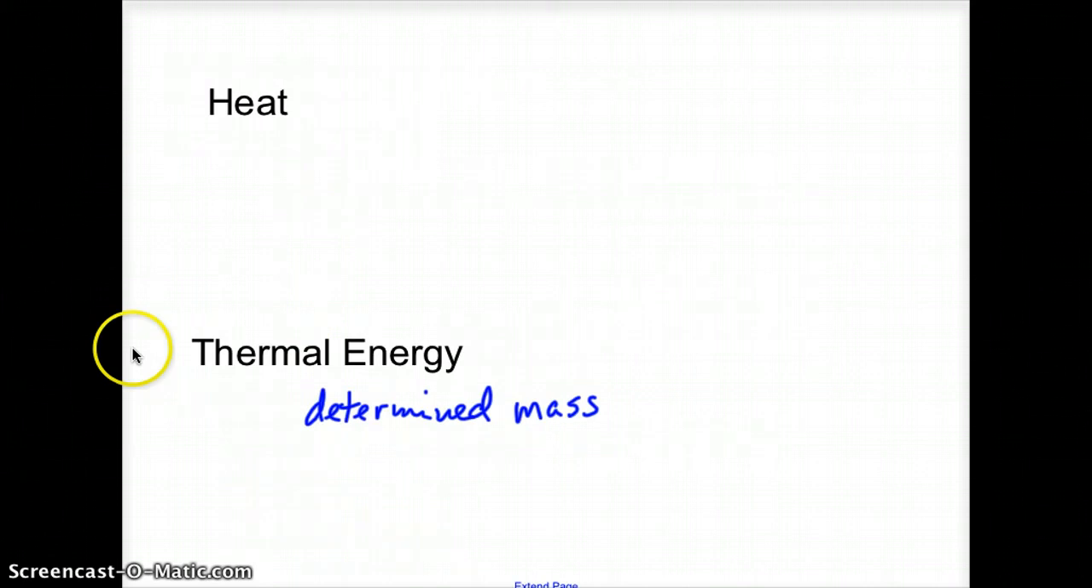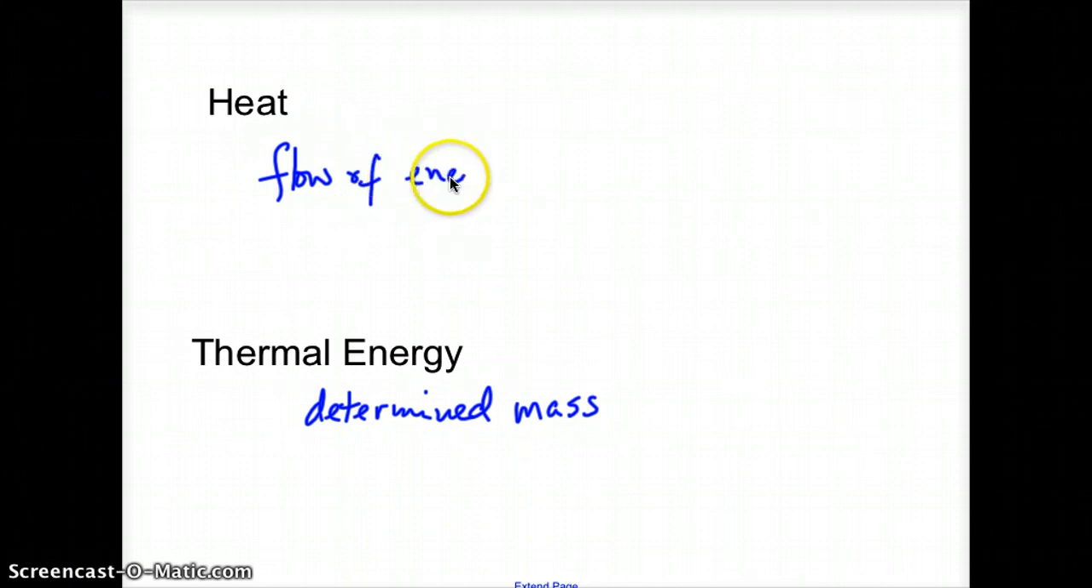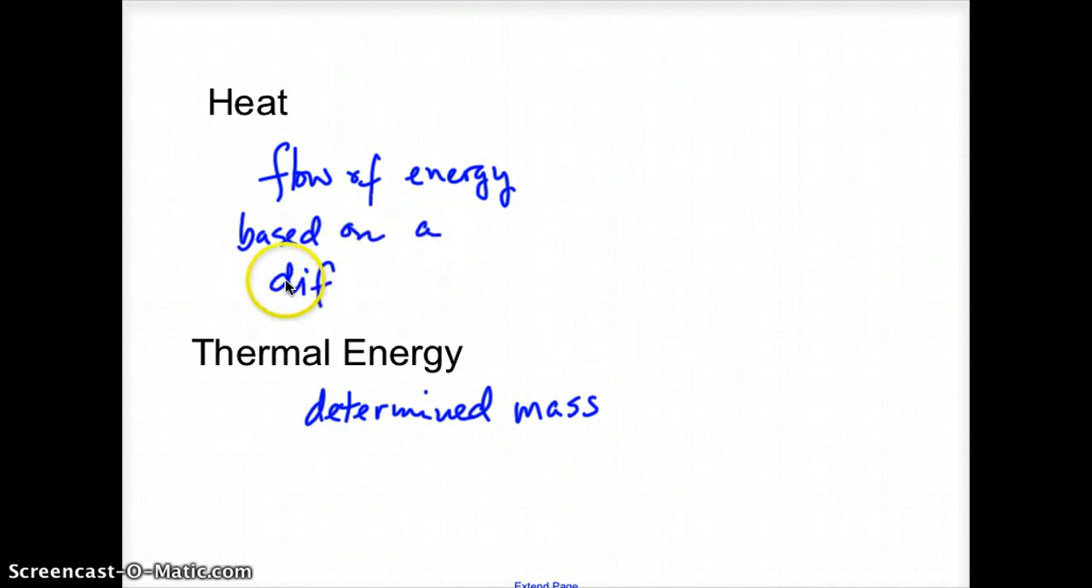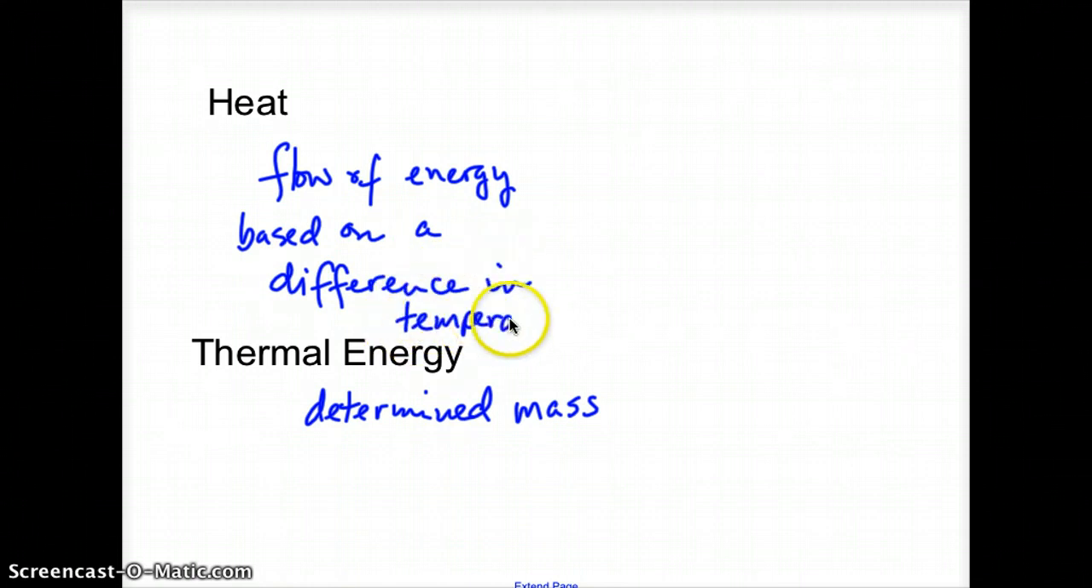So next thing is, what is heat? Heat is a flow of energy based on a difference in temperature. And if you do not have a difference in temperature, you do not have heat.